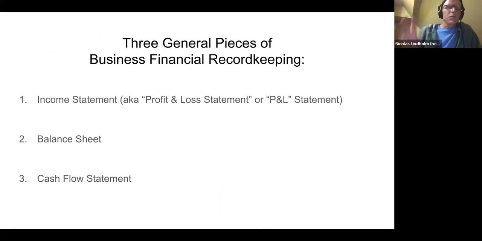And this goes for whether you're a farm or a bookstore or a mechanic's garage or any kind of small business. Any accountant will tell you that there are basically three pieces, three tools to the record keeping portfolio for any small business. The income statement, which we also call the profit and loss statement, or P&L statement. I might be using those three terms interchangeably tonight. The second one being a balance sheet, and the third being the cash flow statement.